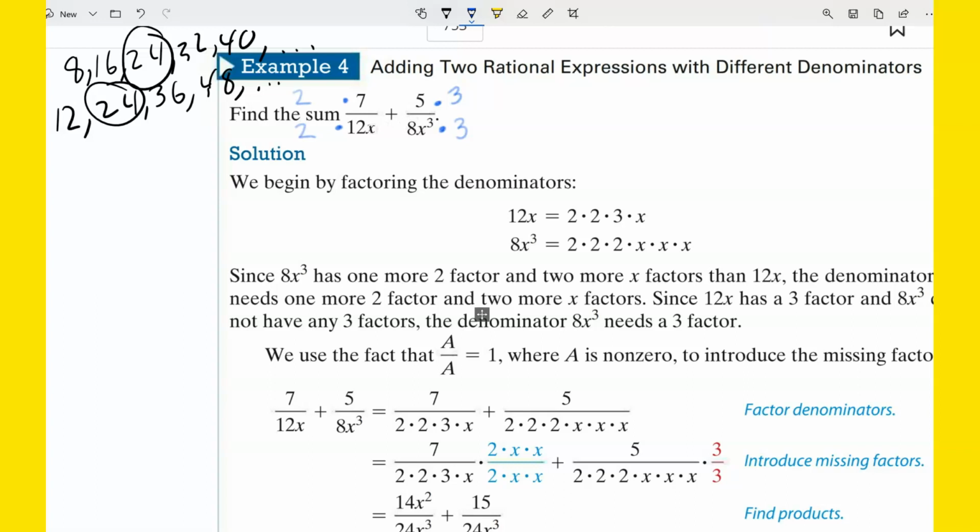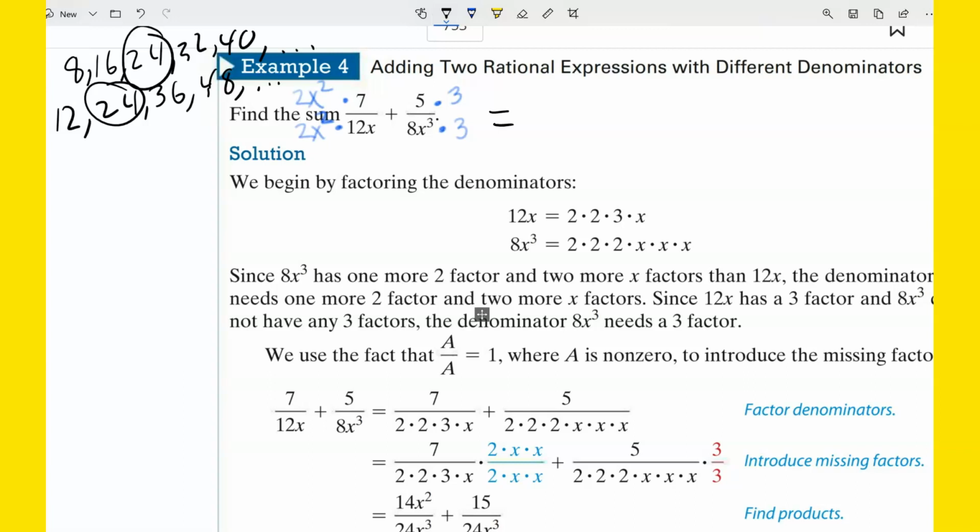This thing has an x. The right one has an x cubed. So x cubed is x times x times x. So that means I need to give this left denominator 2 more of those x's to make it just like the x cubed. So I need to multiply this one by x squared, because x squared times x is going to make it become an x cubed. And I do the same thing to the top that I did to the bottom.